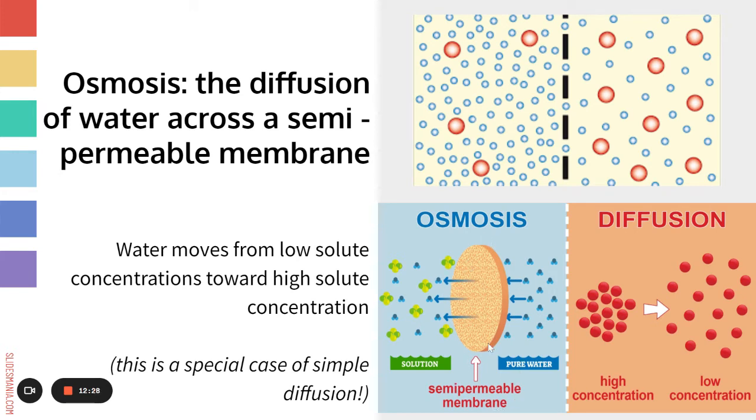This orange layer is a membrane, and on the right-hand side we have pure water, and on the left-hand side we have a solution. And so the water concentration is going to be higher on the right and lower on the left. So water is going to move from right to left, but we could also think about it in terms of solute concentration. The solute concentration is higher on the left, and water is going to move in that direction, towards the higher solute concentration.